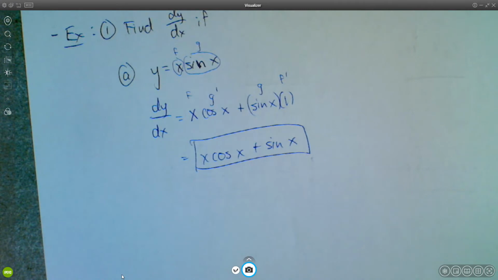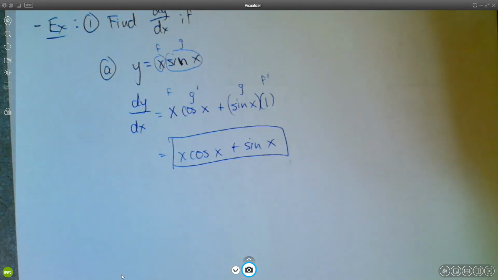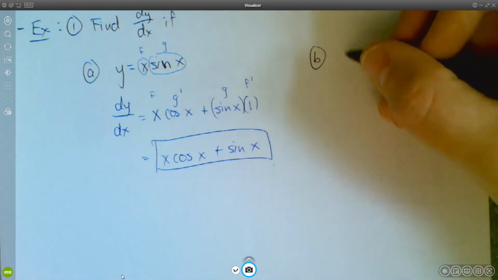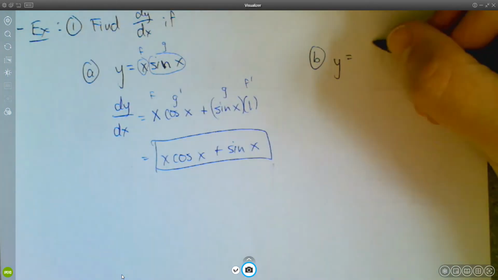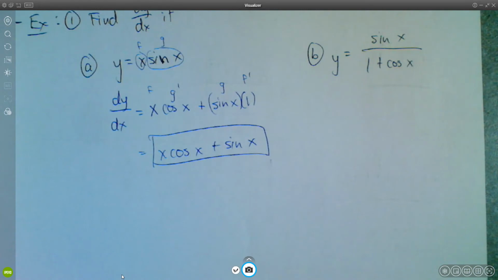All right, so there's that one. Let's do another one. Let's do y equals sine x over 1 plus cosine x. Go ahead and give the video a pause and see if you can figure this one out on your own.